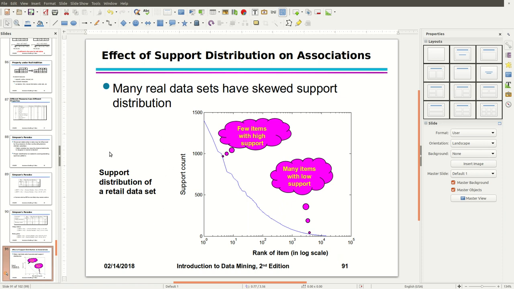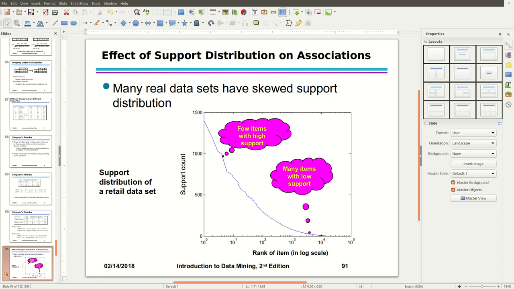So this is another topic that's also important. When we have support distribution on associations, we may have very few items with high support, and many items with low support. So here we have a lot of items with low support, and maybe an item here, maybe it is milk, that you are selling a lot, and maybe some special item in the store that only sells a few times.